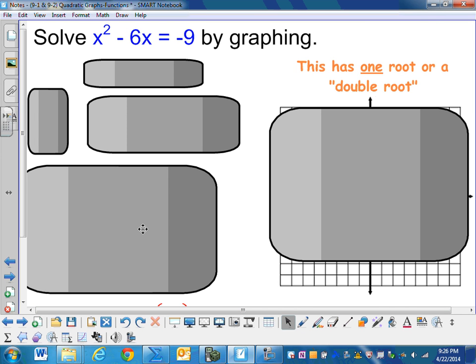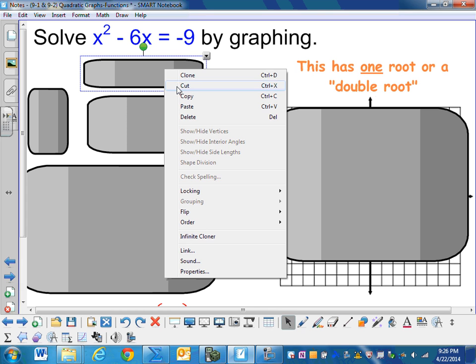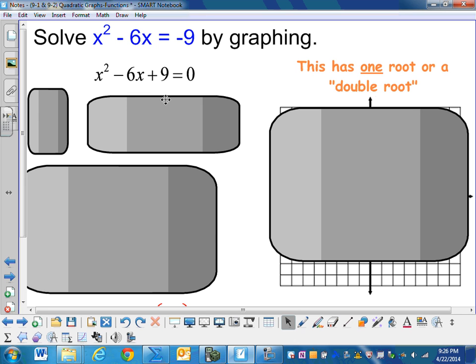In our next example, solve x squared minus 6x is equal to negative 9 by graphing. Well, in order to solve it, we need it equal to 0. So we need to add 9 to both sides. And when I do that, I can rewrite this as x squared minus 6x plus 9 equals 0. Now I can start to solve by graphing.